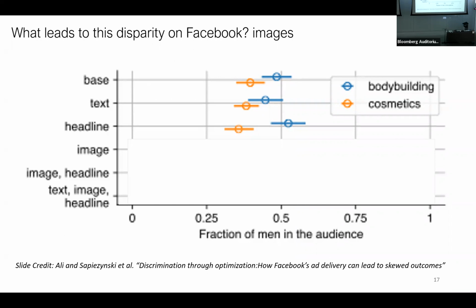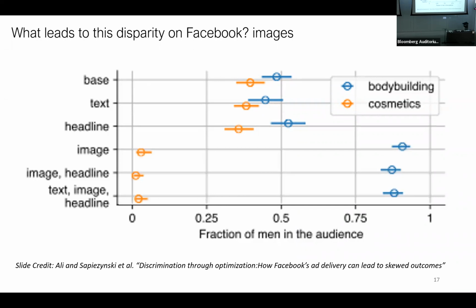If you didn't have the image, but you still had the headline and the other text at the top, there were a few differences, but not a huge difference between the two ads in the fraction of men in the audience. But as soon as you added the image, suddenly Facebook was showing one ad to 85% men, the other ad to only 5%. So clearly something is going on with the images.